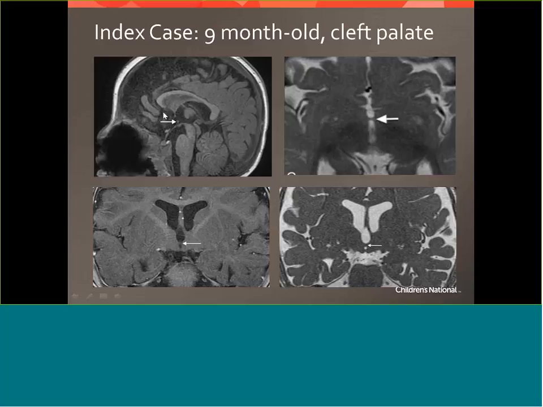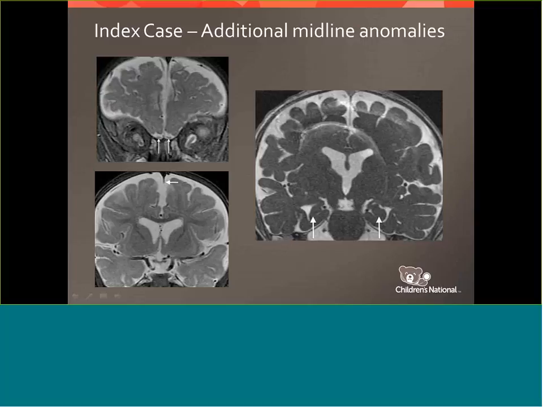This was the index case where you can see three-plane T1 and T2-weighted images. This horizontally oriented band follows gray matter signal, no enhancement here, connecting the hypothalami to one another. This patient also had other minor anomalies, including hypoplasia of the olfactory bulbs. The falx was hypoplastic, and the hippocampi were under-rotated. Those should be horizontal in the coronal plane.